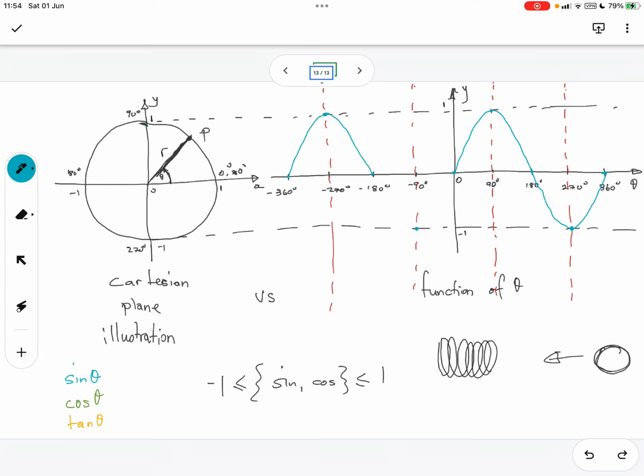These graphs... I wish there was a plugin on this thing, Jamboard, for ChatGPT to sketch the graph for me.